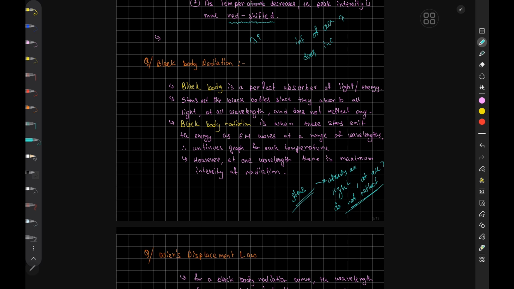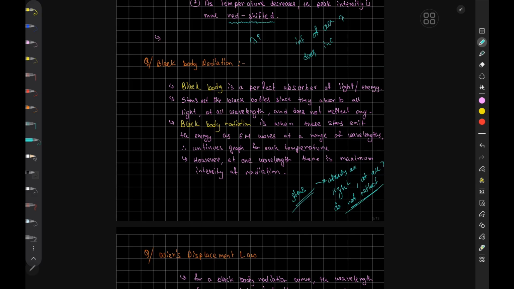Have you heard of the blackest material? Vantablack or something like that. It is almost a black body because it is able to absorb everything without reflecting anything.